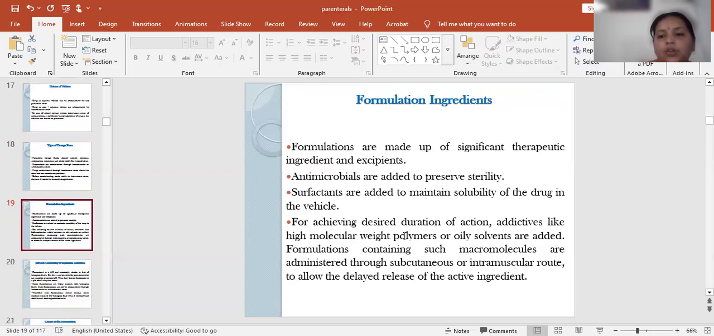And coming to the formulation ingredients, formulations are made up of the significant therapeutic ingredients and excipients. Antimicrobials are added to preserve sterility. Surfactants are added to maintain solubility of the drug in the vehicle. To achieve the desired duration of action, additives like high molecular weight polymers or oily solvents are added. So formulations containing such macromolecules are administered through the subcutaneous or intramuscular route to allow delayed release of the active ingredients. So, next class we will continue the session.